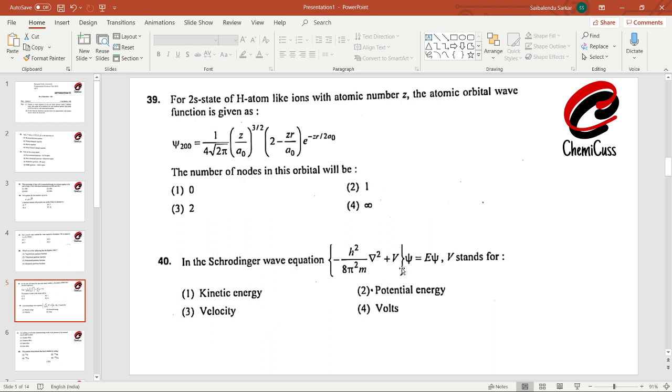Now, in this equation, we know that the Schrodinger equation consists of two parts. One is the kinetic part and one is the potential part, which together give the total energy part. So here this part is called the kinetic part and this is the potential energy part. So the V stands here for the potential energy part. So for 40, the correct option is 2, and for 39, the correct option is 2, right? Moving on to the next question.